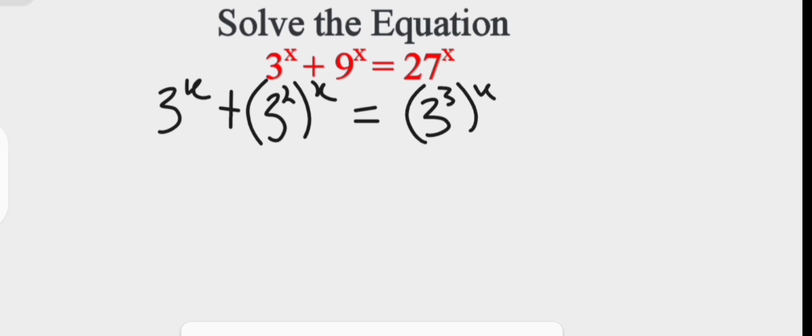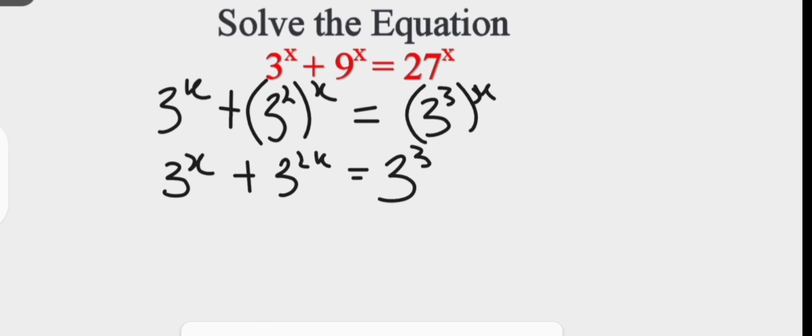raised to power x. Then this becomes 3 raised to power x plus 3 raised to power 2 raised to power x becomes 3 raised to power 2x, and on the right hand side of the equation we have 3 raised to power 3x.